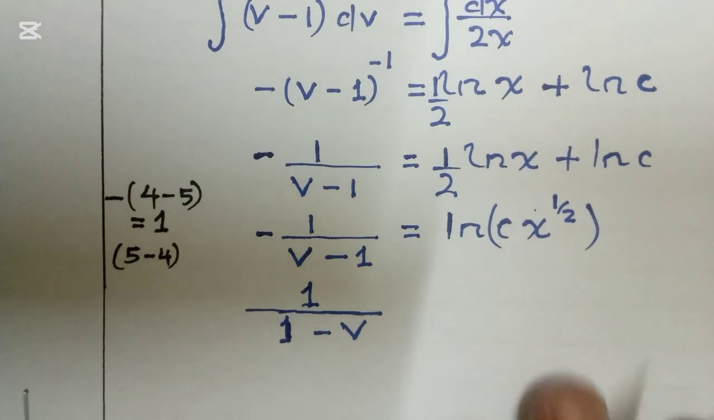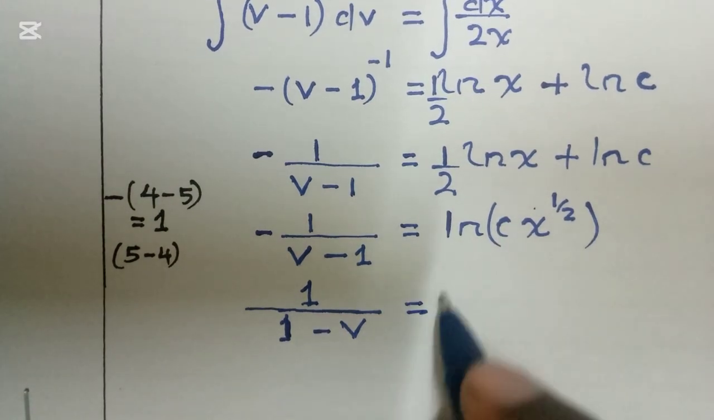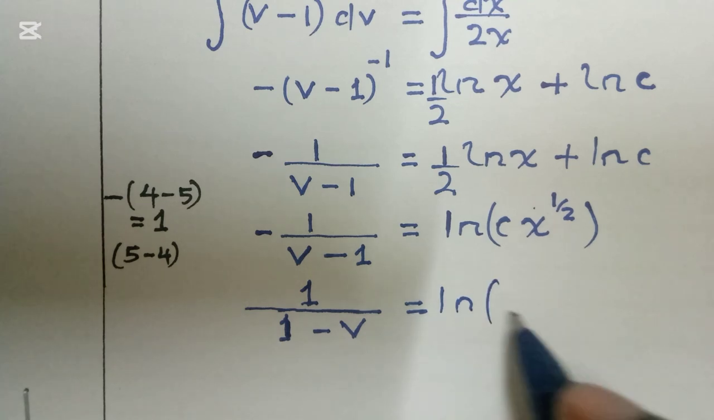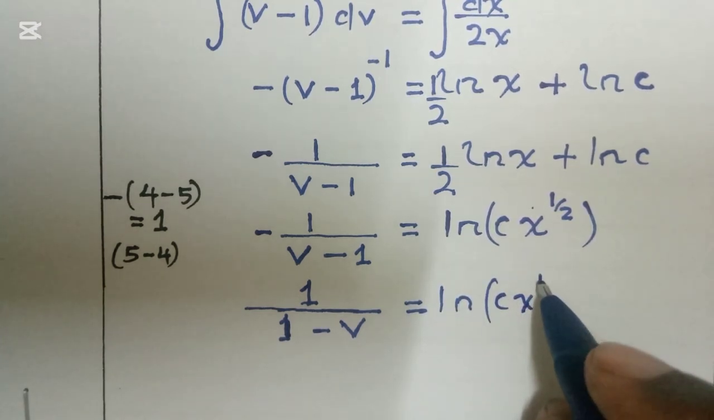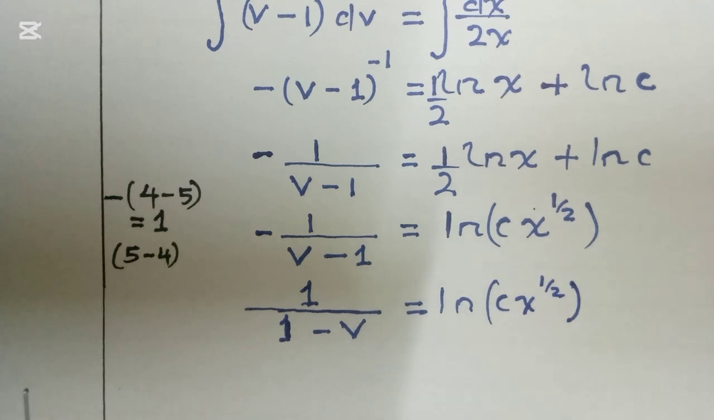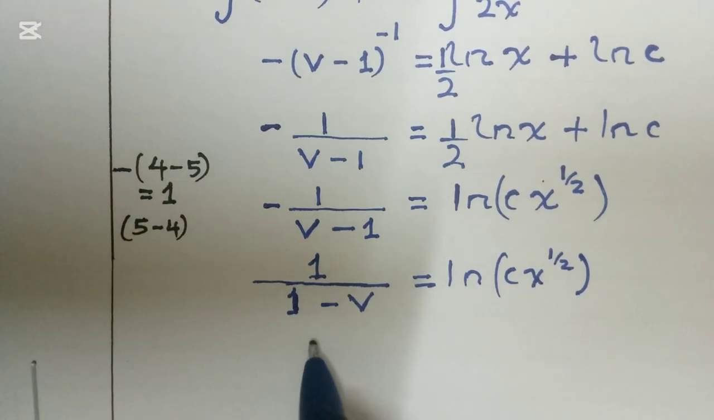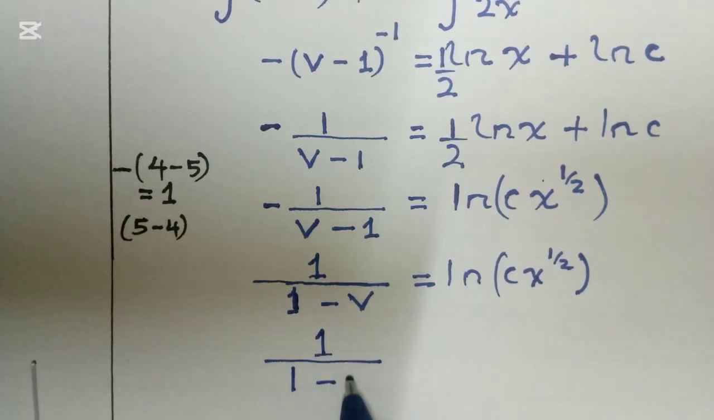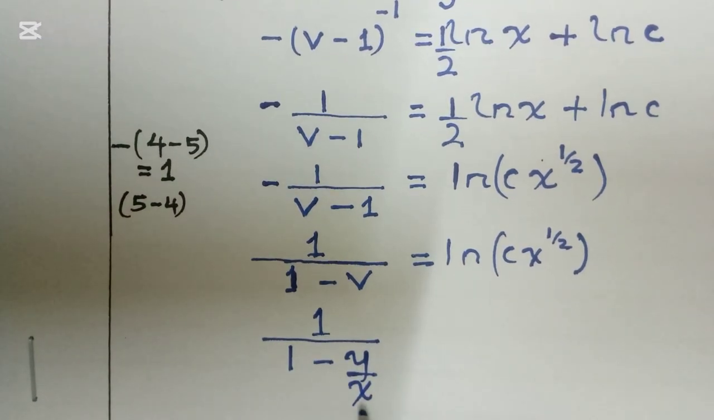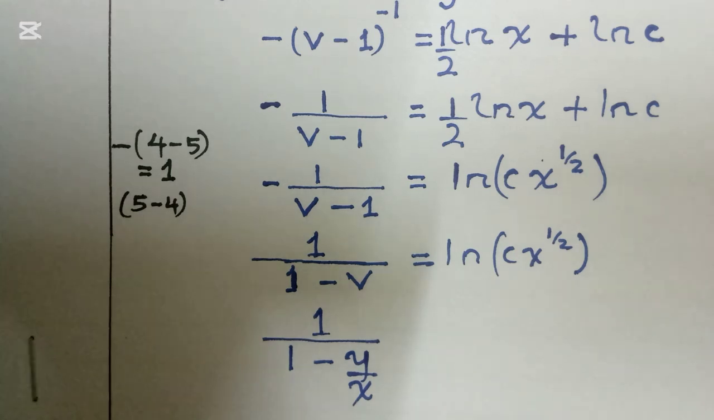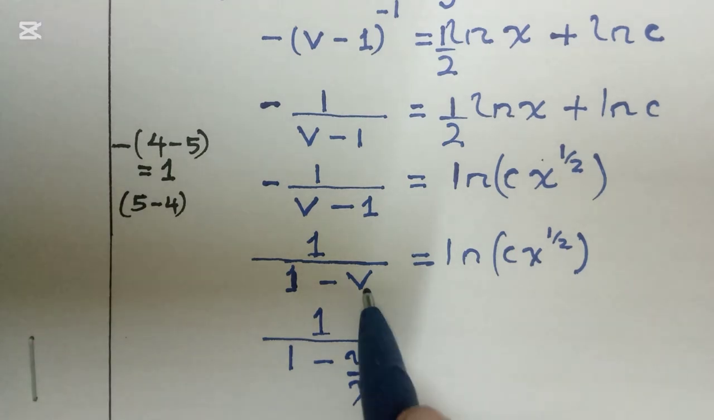So this one now gives us ln of bracket cx raised to a half, and then close the bracket. I can now come and replace my figures here. 1 all over 1 minus, instead of v, I write y over x, like that. Just as we had formerly. We have formerly replaced y over x with v.